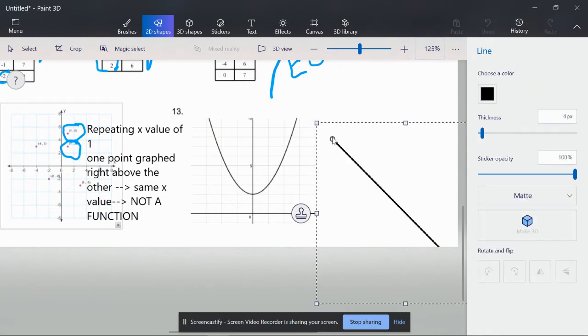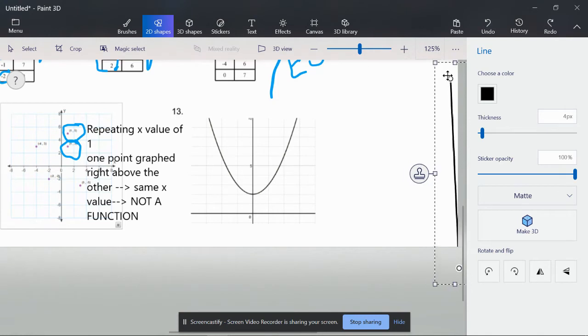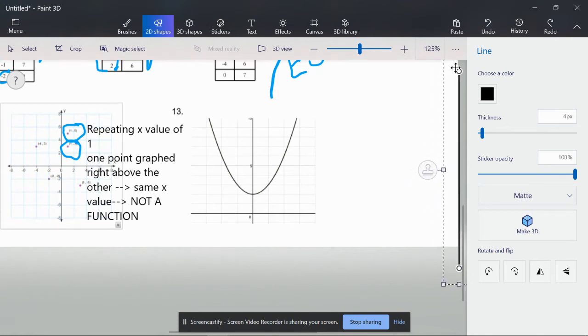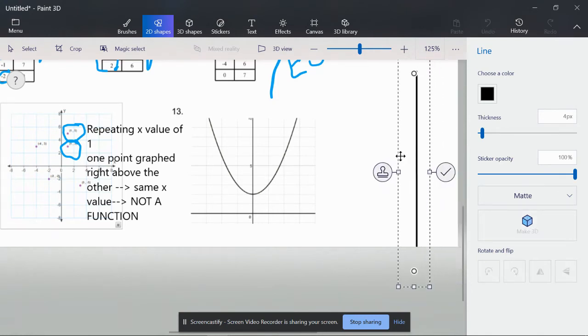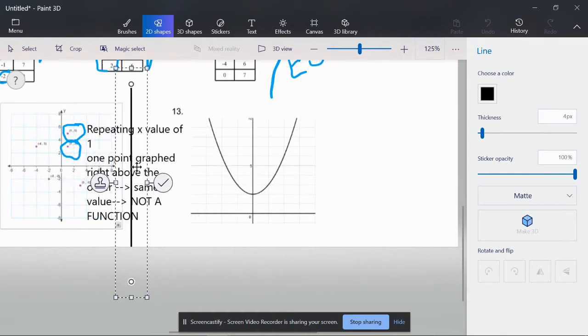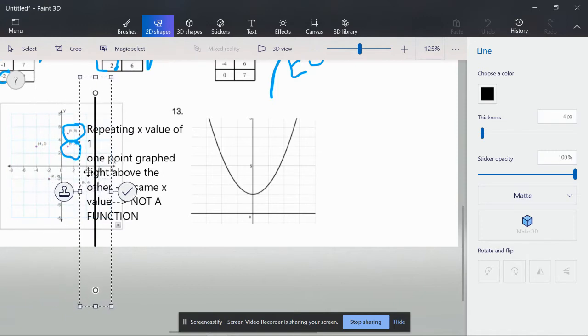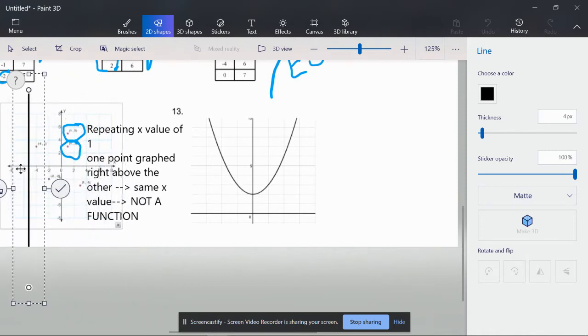So the vertical line test is where we take a vertical line, and at home, you guys can use your pencil, you can use the edge of a piece of paper. There's a lot of different ways you can kind of make a vertical line. So I'm going to do my best to make a vertical line. What you do is you move it from the left of your graph to the right of your graph, and see how many times it crosses your graph.